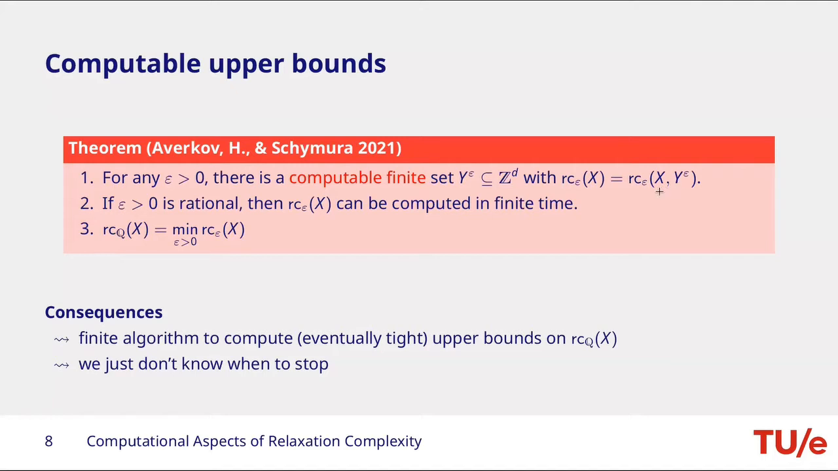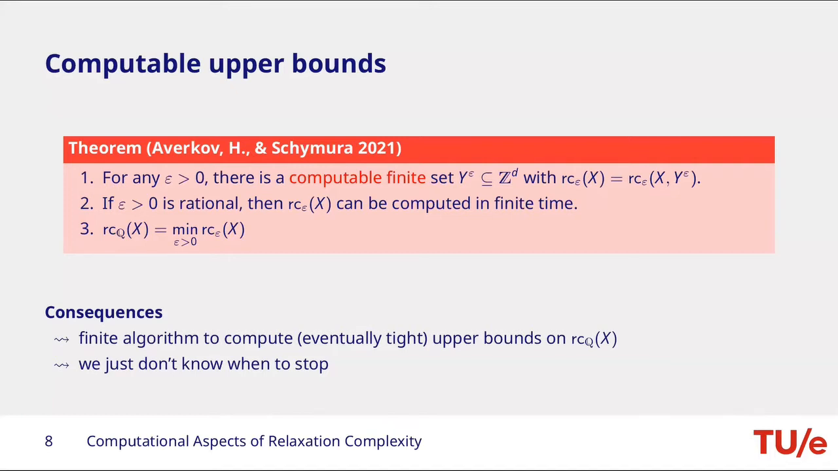If we further require that the parameter epsilon is rational, then we can compute this quantity in finite time. And finally, if we compute the value of the epsilon relaxation complexity for smaller and smaller epsilon, we will eventually find the value of the rational relaxation complexity. And this gives us, in principle, a finite algorithm to find the value of the rational relaxation complexity.